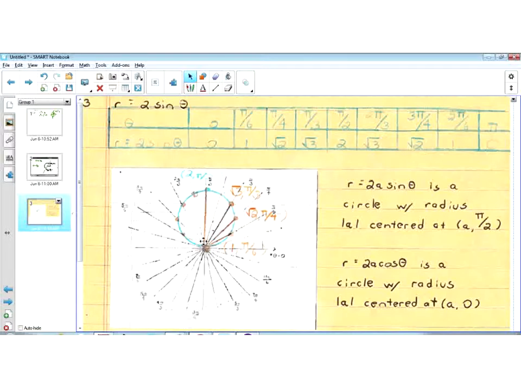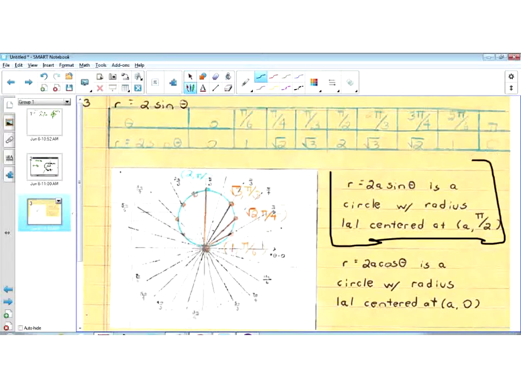But there's a more concise way, if you recognize the format of the function: r is equal to some amplitude times sine theta. And there's a rule. It turns out that if r is equal to 2a sine theta, this will be a circle with radius absolute value of a, remember a can be negative, centered at a, pi halves. So in this specific case, a is 1, and the center of the circle would be at 1, pi halves. So you note that 1, pi halves is right here.